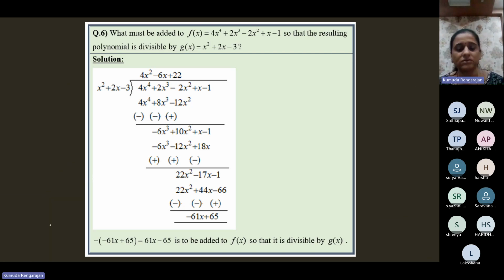In the same way here, when the degree of the remainder is equal to the degree of the divisor, you should continue the division.